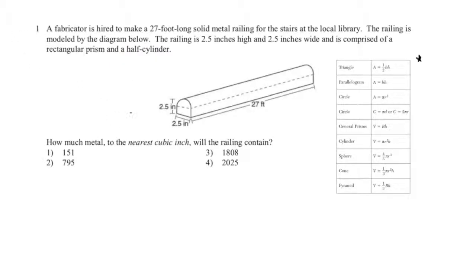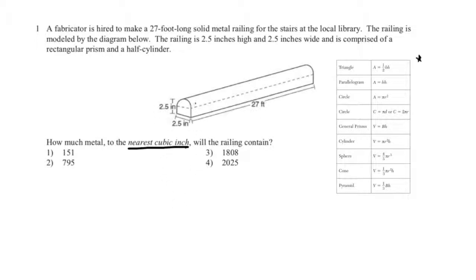Here's our first problem. A fabricator is hired to make a 27-foot long solid metal railing for the stairs to the local library. This railing is modeled by the diagram below. The railing is 2.5 inches high and 2.5 inches wide and is comprised of a rectangular prism and half cylinder. The question: how much metal to the nearest cubic inch will the railing contain? It is asking you to calculate the volume. You can tell because it's asking for a measurement to the nearest cubic inches. We measure volumes in cubic units.